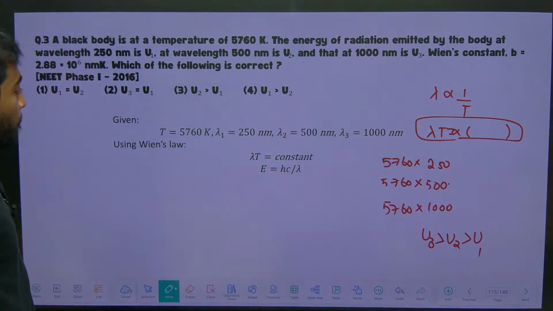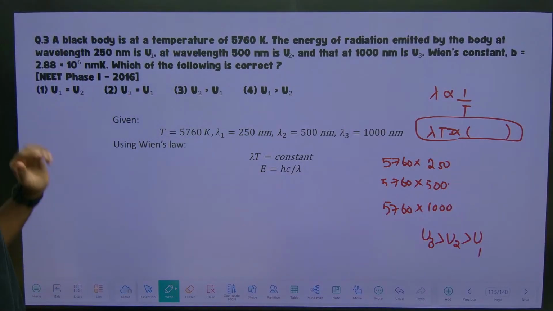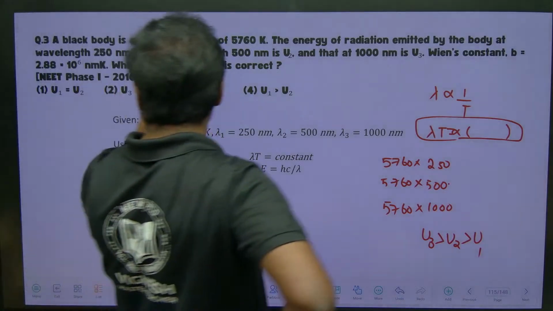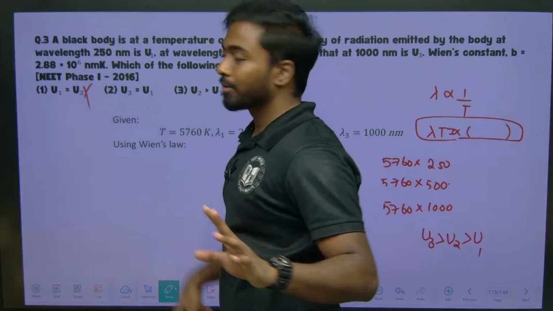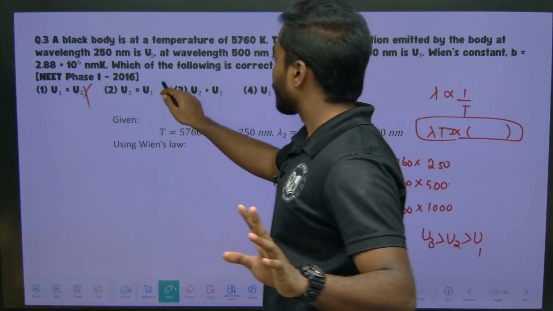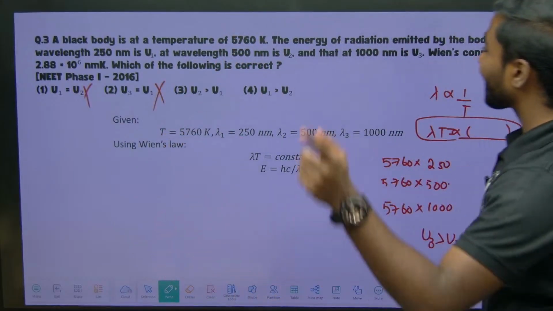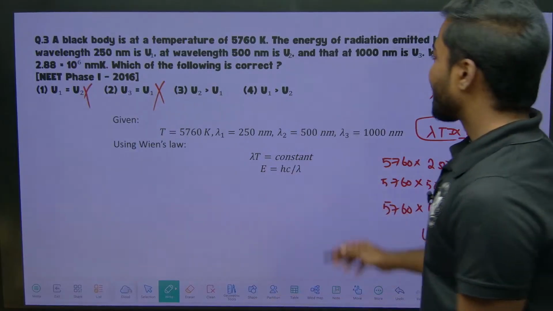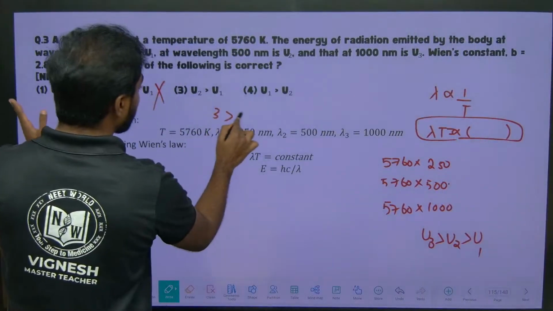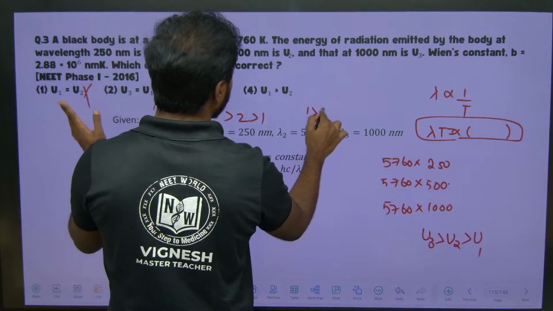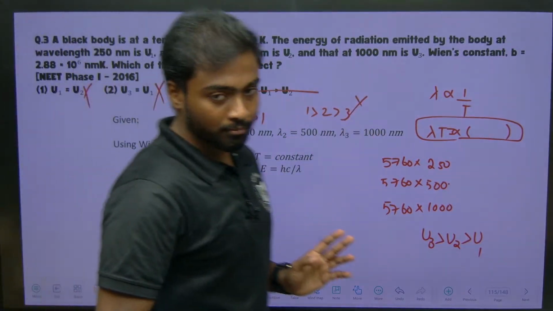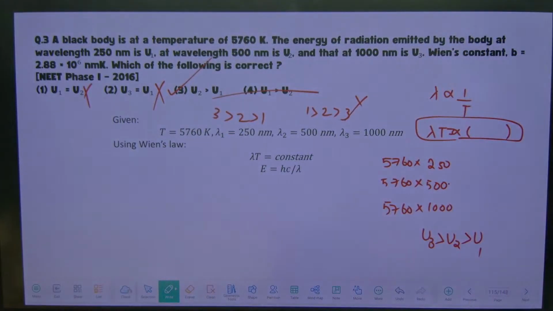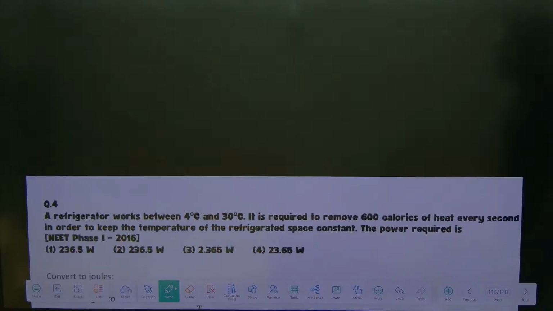Got it? And if you see the options, U1 equals U2, I can neglect it immediately. U3 equals U1, I can neglect it. U2 is greater than U1 or U1 is greater than U2. So I am coming from 3 to 1, I am not going from 1 to 3. Neglect that. Option 3 is the answer. Got it? The next question.